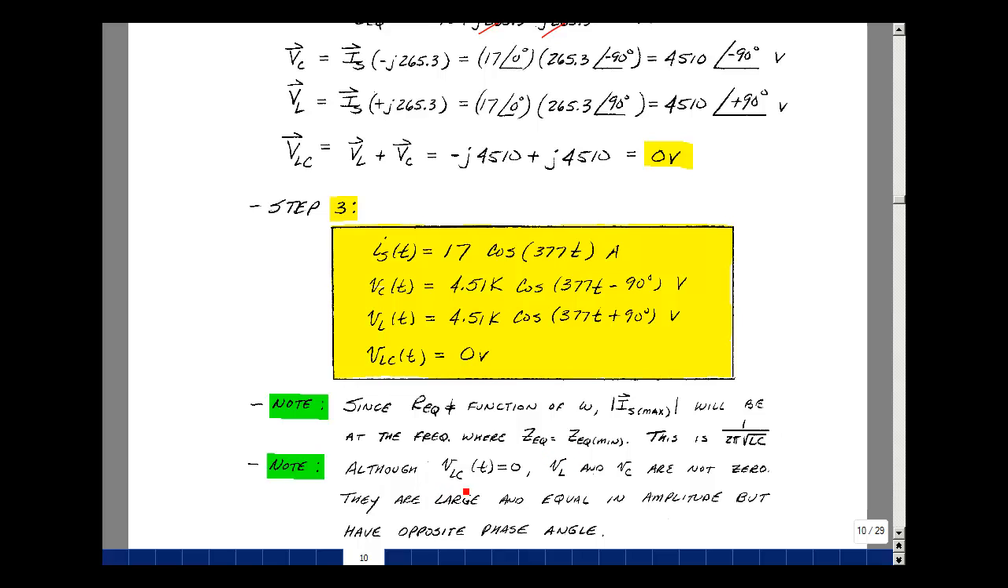Again, what's interesting here is that the voltage across the series combination is 0, but the value across the L and C is not 0. In fact, it's very large, just simply out of phase with each other. And this is supplemental problem 8.10.